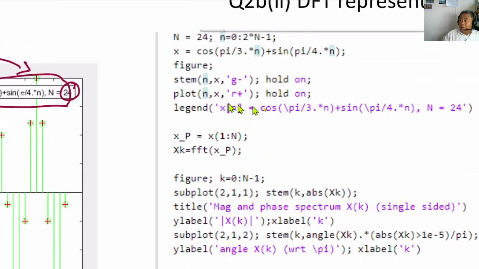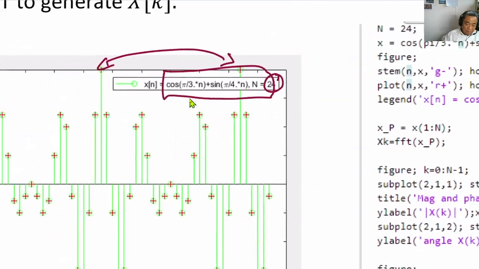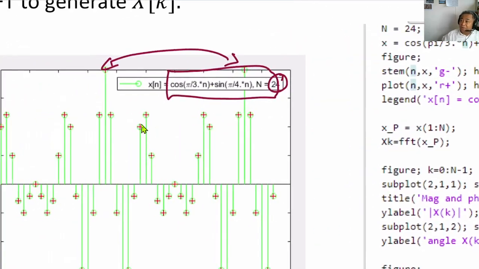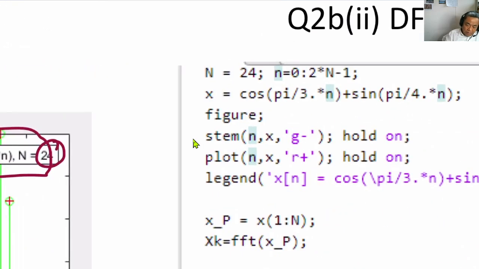I'm going to plot it in two ways. Basically, one's using a stem and the other one is using a plot. The stem will give rise to the vertical lines you see, the green thing, and the plot will only put the crosses on there. Now, remember that our n starts from 0, and because we start from 0, it must be 2N minus 1 samples. And then after that, we use the dot times in MATLAB to make it generate as a vector.